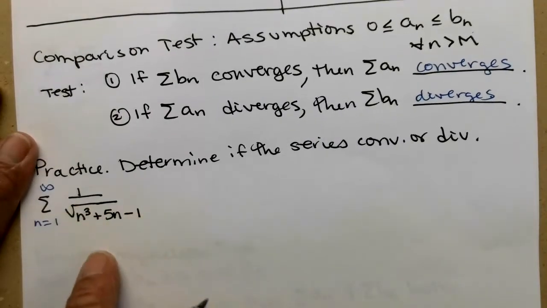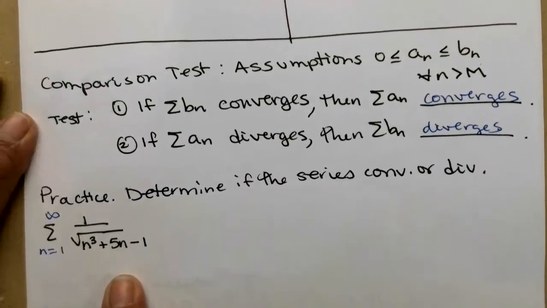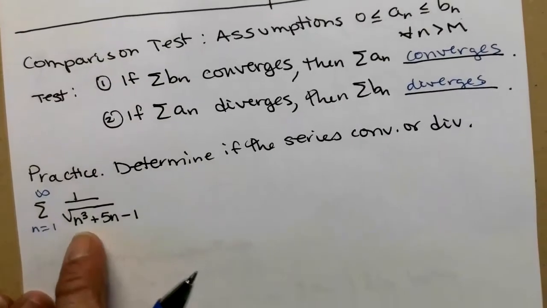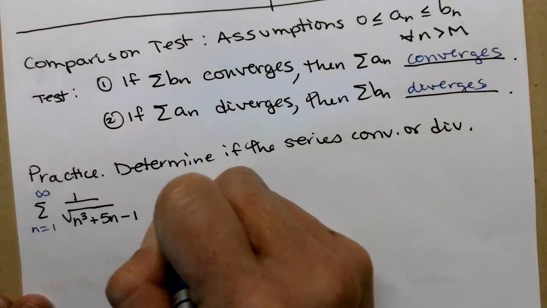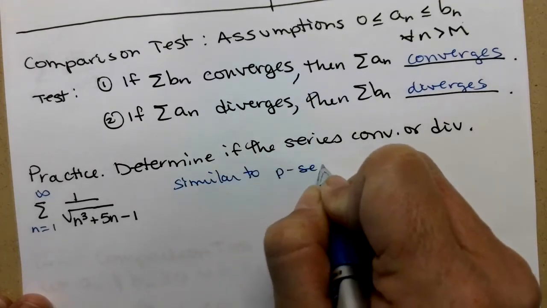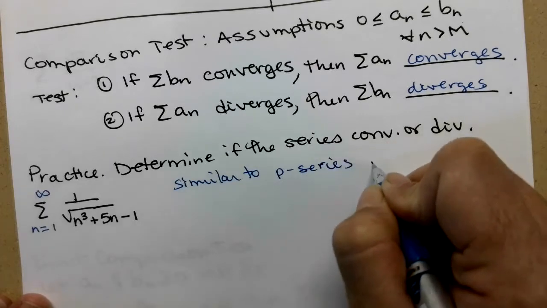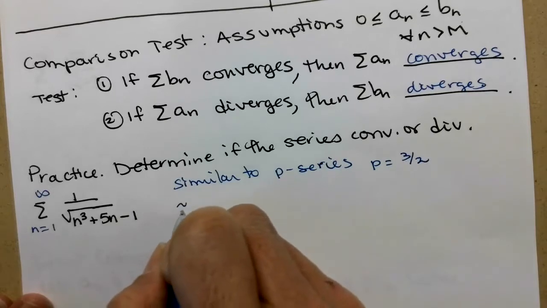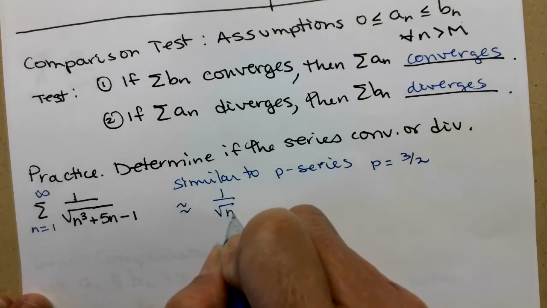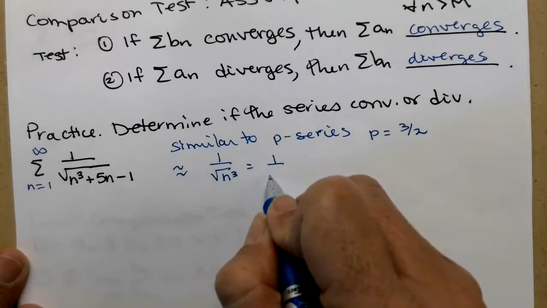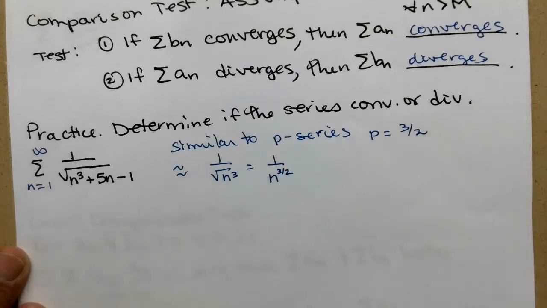So now I'm looking at this, and it kind of feels like a p-series, and it feels like I could compare this one to a p-series. This is similar to a p-series where p equals 3/2. So this is going to behave a lot like 1 over the square root of n cubed for big n, and 1 over the square root of n cubed is 1 over n to the 3/2. Okay, so let's see how that comparison test works.